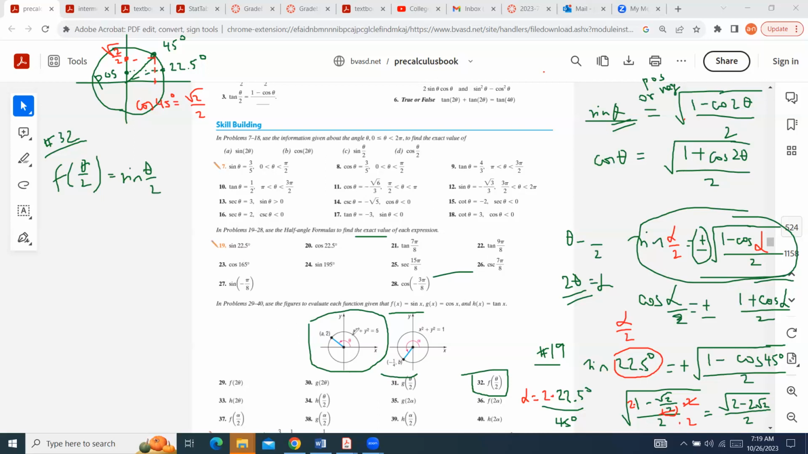But anyways, the point of the story is that if angle theta is here, then theta over 2 will be here. And that's all we care about, because now we know that we're in the first quadrant. So we don't again use plus minus, we just use plus. So we're going to have to use the positive square root of 1 minus cosine of theta.